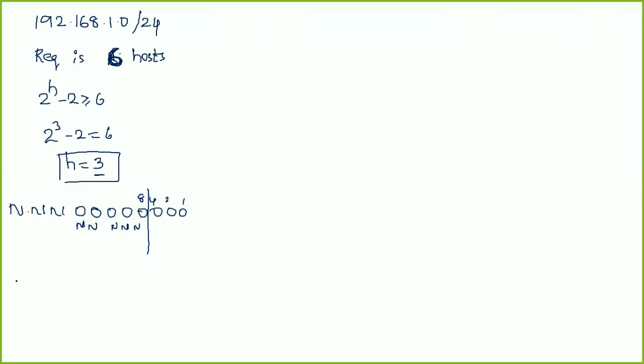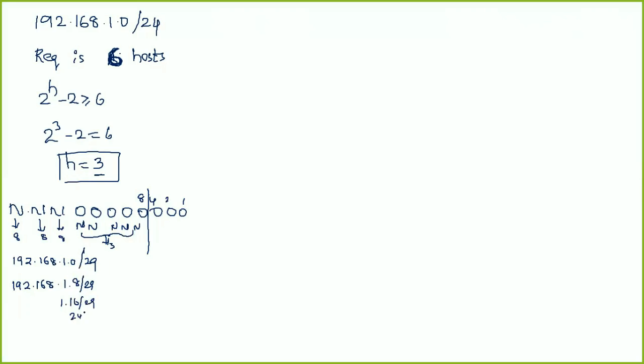Then your first network will be 192.168.1.0. Since I have converted 5 bits, my subnet mask will be 8 plus 8 plus 8 plus 5 bits. So it will be 24 plus 5, 29. The next network will be 192.168.1.8 subnet mask 29. 1.8 plus 8, 16, subnet mask 29.